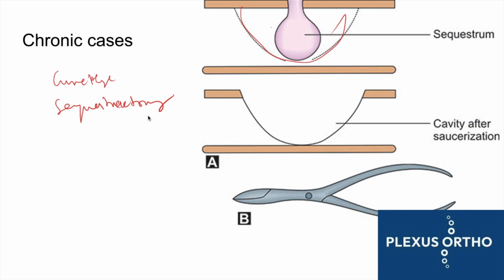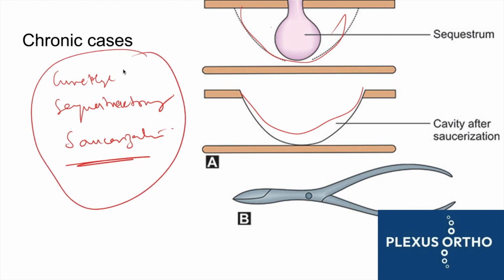and saucerization. Saucerization should be done. Once you do this, there is less chance for the infection to recur, because the sequestrum has been removed, and we have opened the bone out so that any infectious material can be exposed and does not settle in the bone and cause persistent infection. So what must be done? Curettage, sequestrectomy and saucerization have to be done, and of course appropriate antibiotic has to be given post-op.